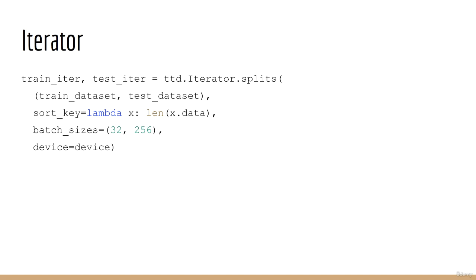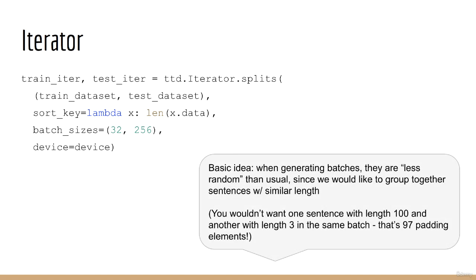The first argument is a tuple containing the datasets that we previously created. The second argument is a sort key. The idea behind this is that, because we'll need to pad each batch of our dataset, we would like each of the sentences in each batch to be of similar size. So by specifying the sort key to be a function that returns the length of the text field, we can tell TorchText to organize the batches so that each sentence will be of roughly the same length.